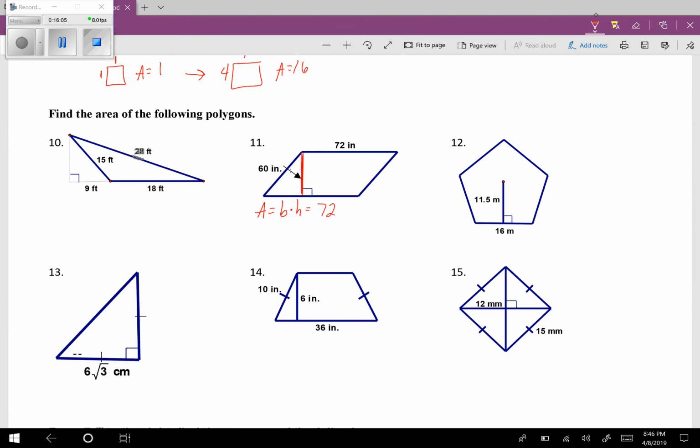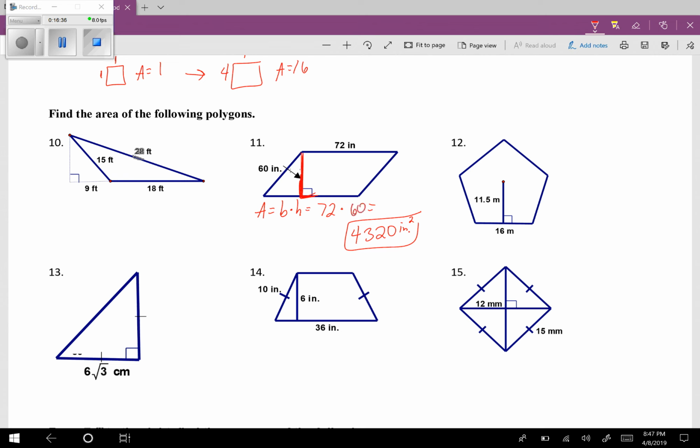So we have 72 times 60. Because remember, your base and your height are always at that right angle. So you have to do 72 times 60. So it's going to be 4,320. And it would be inches squared. Okay, so 4,320 inches squared.